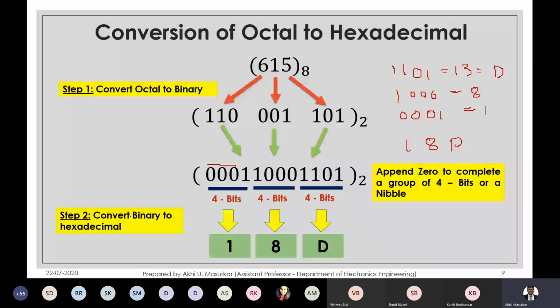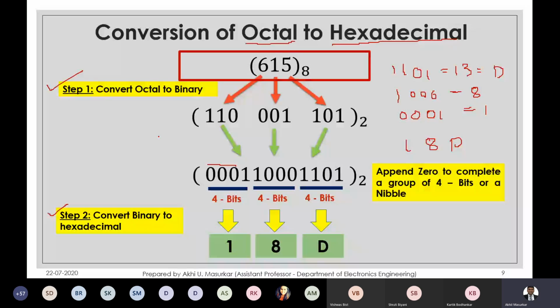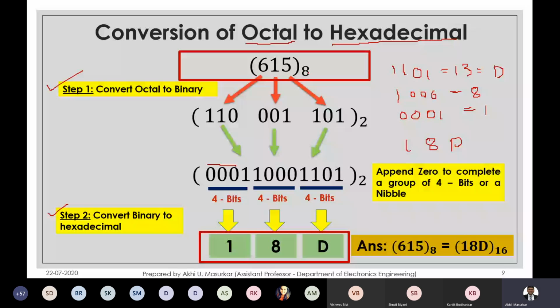That is convert from binary to hexadecimal. So if you want to convert from octal to hexadecimal or vice versa, you have to do two steps: convert octal to binary and convert binary to hexadecimal. This is something that we have already seen before. So how will you write the answer? 615 in base 8 is 18B in base 16.